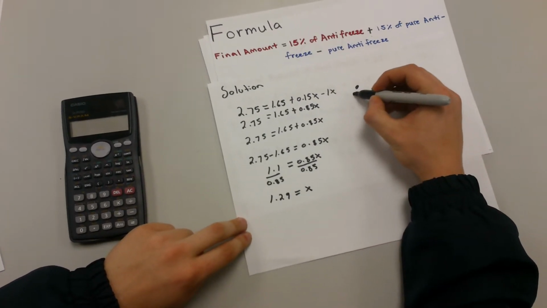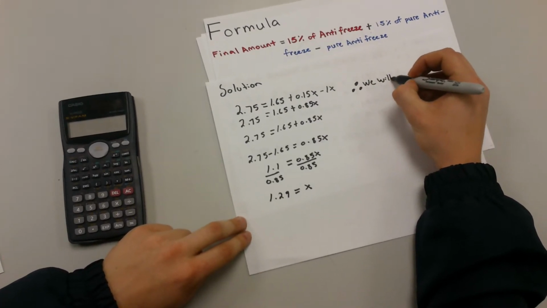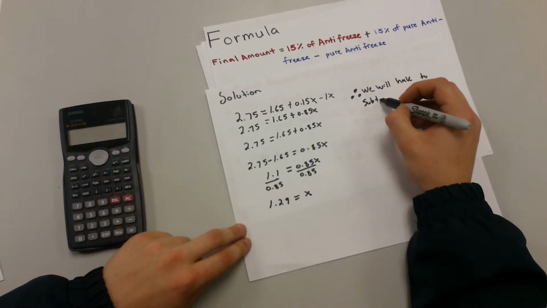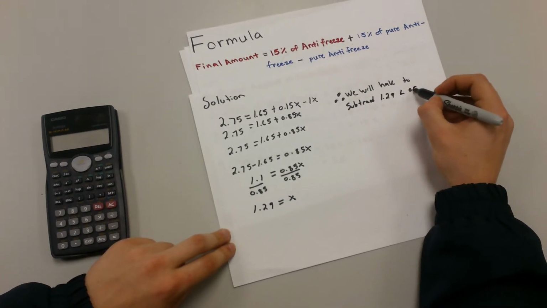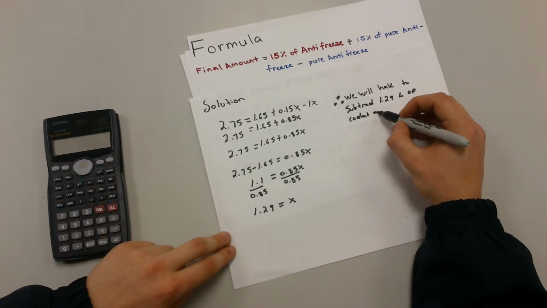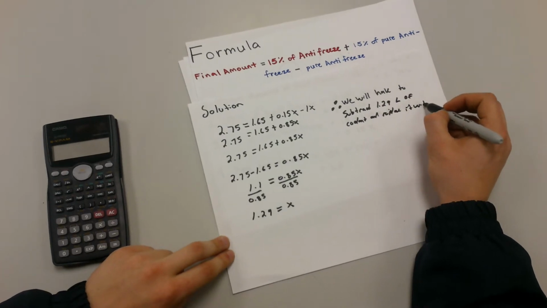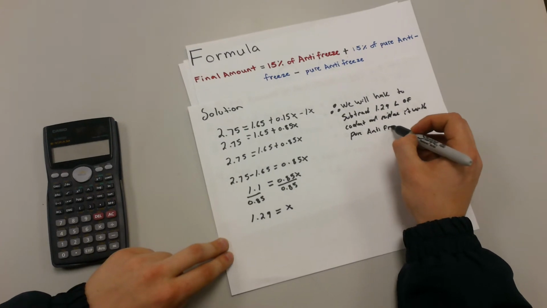So therefore, we will have to subtract 1.29 liters of coolant and replace it with pure antifreeze. All right, Philip, so that's the solution to our mixture problem.